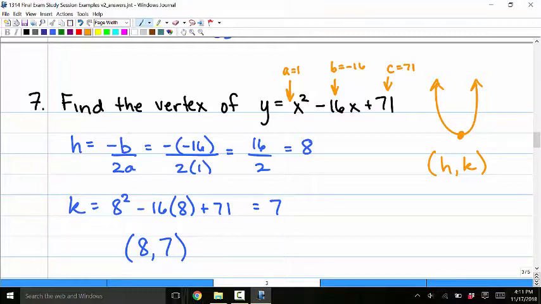To find the y-coordinate, our k, you're going to plug this value back into this function. So you get 8 squared minus 16 times 8 plus 71. When you do that, you get 7. So our vertex is the coordinate (8, 7).